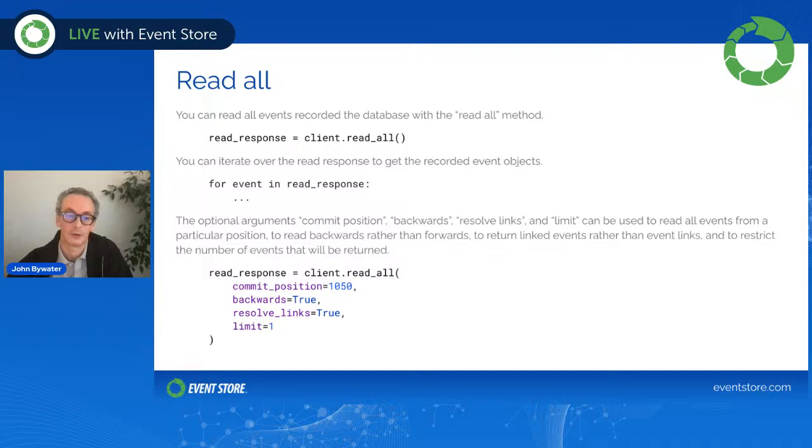So if we read backwards with a limit of 1, we'll get the last one, for example. The commit position has to be precisely a commit position that exists in the database. You can't guess the number wrongly and still expect it to find the closest one. It doesn't do that.